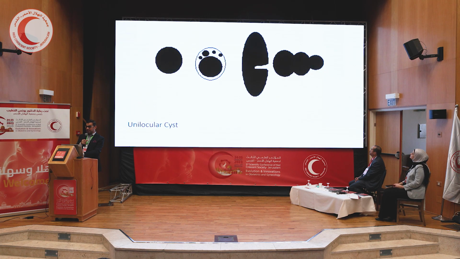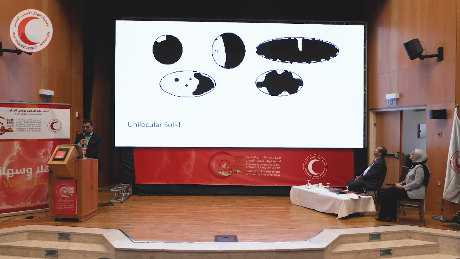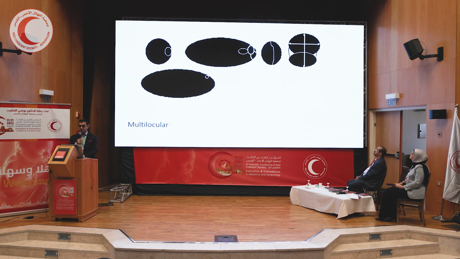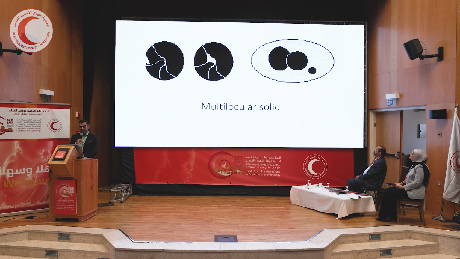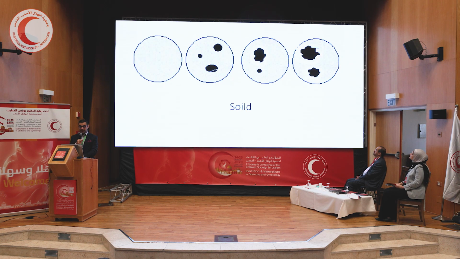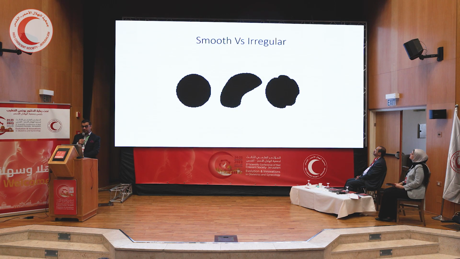So if you look into this graph, all of these are unilocular cysts. So you can see it's only one locule. And all of these are unilocular solid. Even sometimes some radiologists will describe it as a cyst with a daughter cyst inside. That's a multilocular cyst. Again, a multilocular solid. A solid, if it's more than 80% solid, it's considered a solid ovarian tumor.